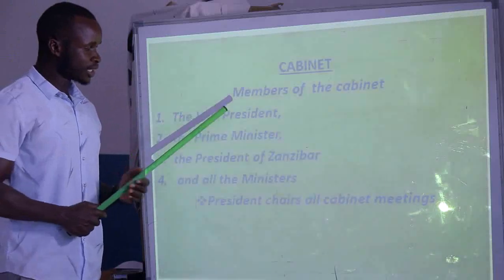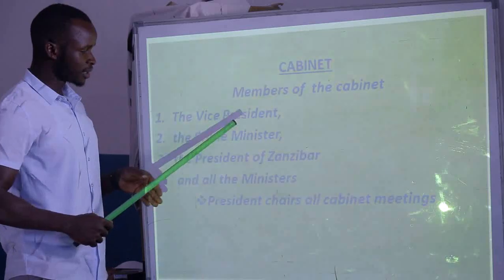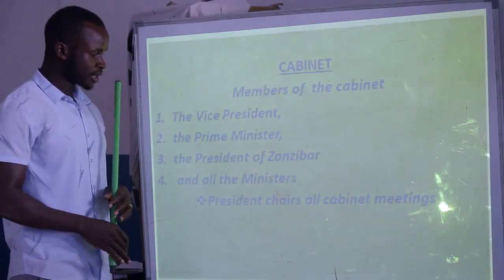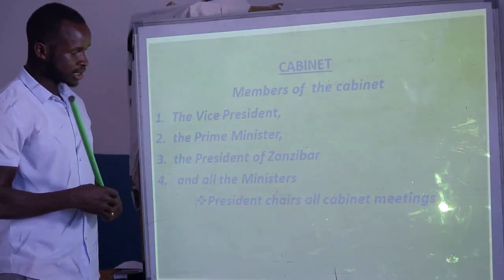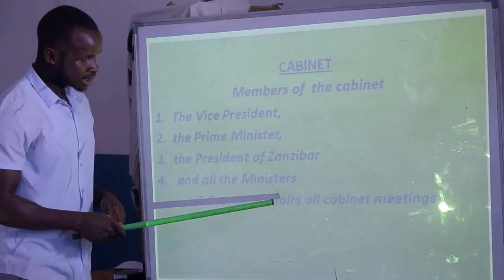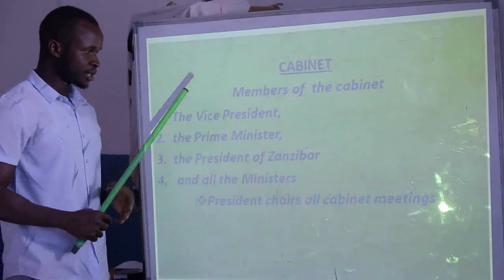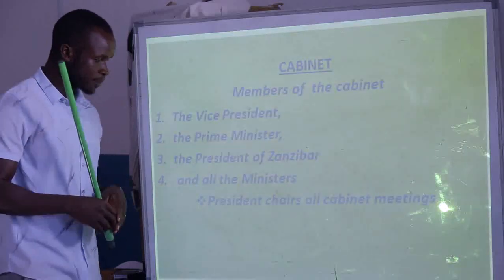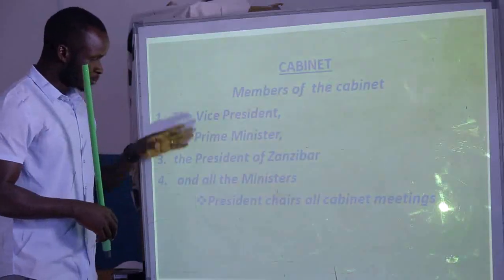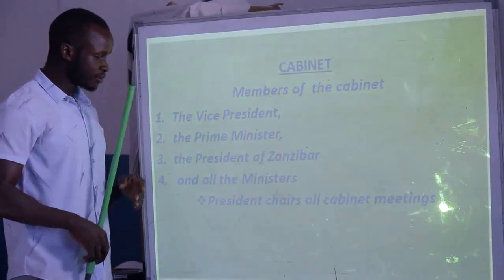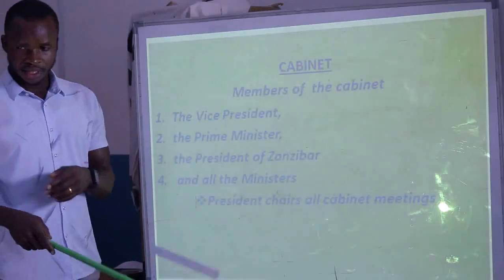After the Prime Minister, we come to the Cabinet. As I said before, the Cabinet has these members: the Vice President, the Prime Minister, the President of Zanzibar, and all the ministers of the United Republic of Tanzania. The President chairs all cabinet meetings. In case the President is not there, the Vice President will preside. And in case both are not there, the cabinet meetings will be presided over by the Prime Minister.